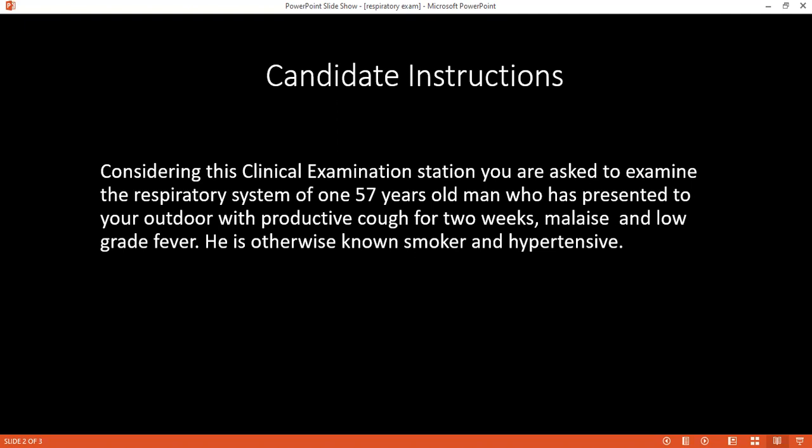Yes. You'll ask the patient if the patient needs any help in dressing up, and then you'll wash your hands.